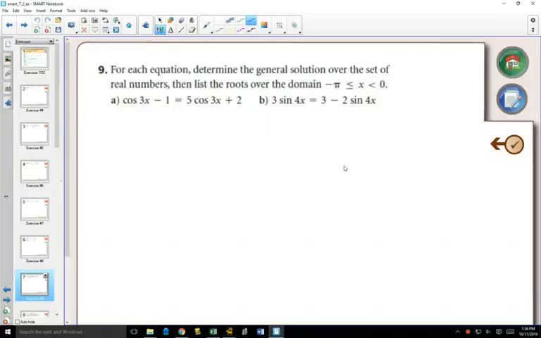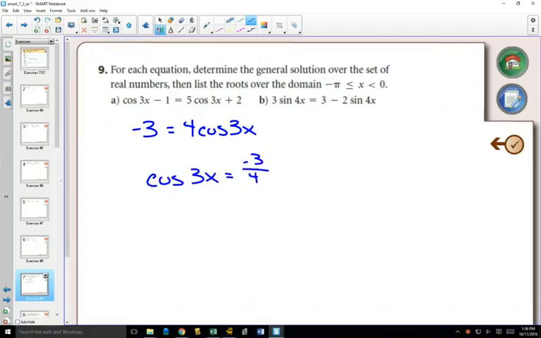All right. So number 9 is a multi-revolution question. If you combine your like terms, I'm going to move this over. This gives me -3. So I subtracted 2 on both sides. I subtracted a cos 3x on both sides. And if I want to get the cos 3x by itself, I could divide both sides by 4, and then that would give me that cos 3x is equal to -3/4.